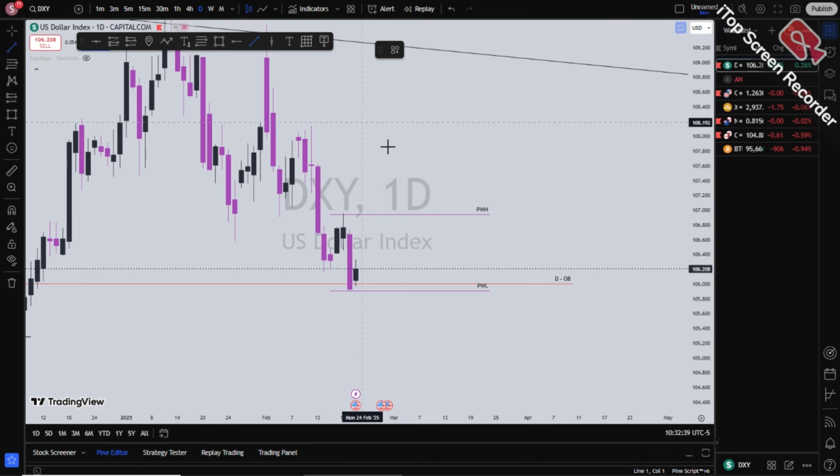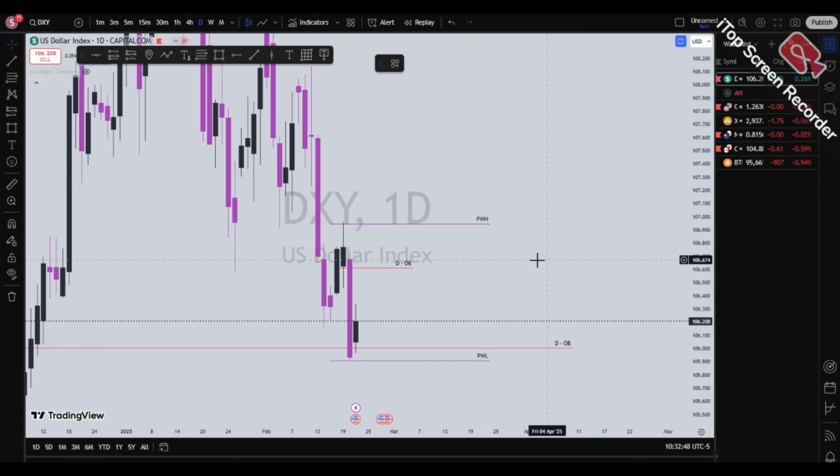On the daily time frame, I want to spot, in ICT we call them PD arrays. I like to spot a good PD array. So the first thing is going to be my daily order block. I've mapped it out, that's my daily order block.